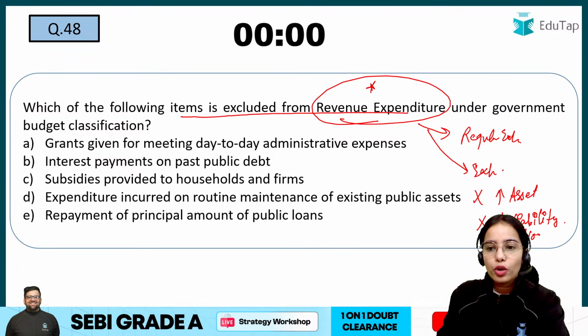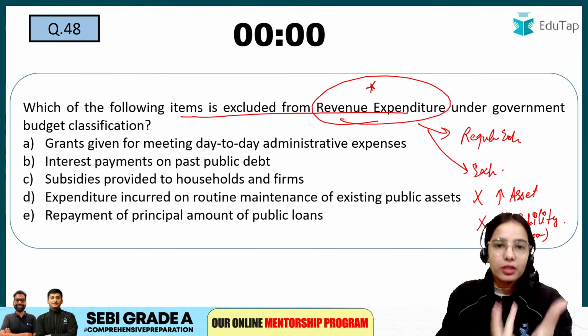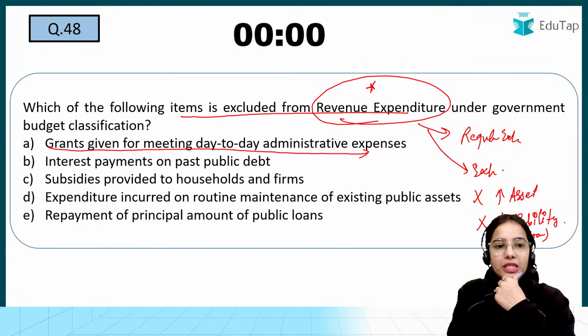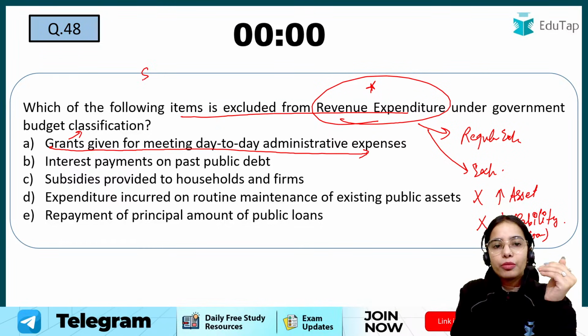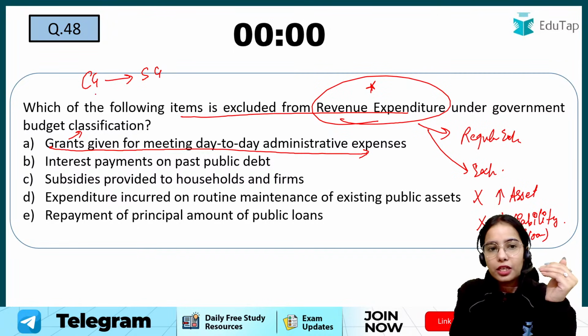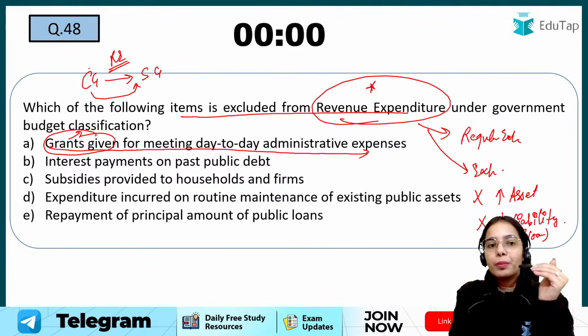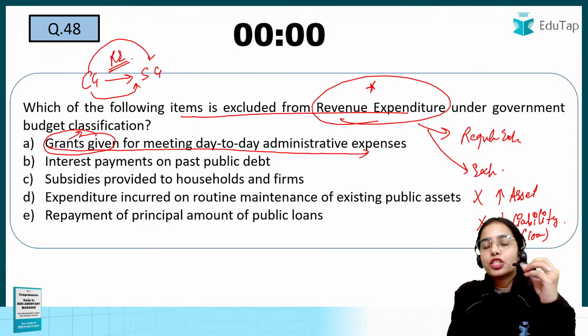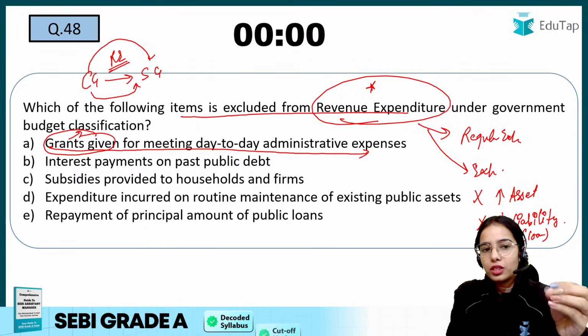Liability means the loan of the government or the obligation of the government, that the government has to return the money. So grants given for meeting day-to-day administrative expenses. The central government is giving grants to the state governments. This comes under revenue expenditure because it is not creating any assets, and not creating any liability for the central government.